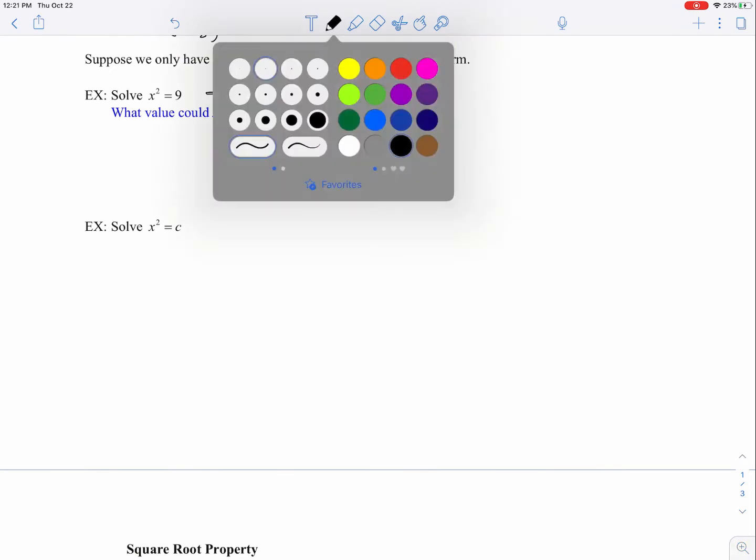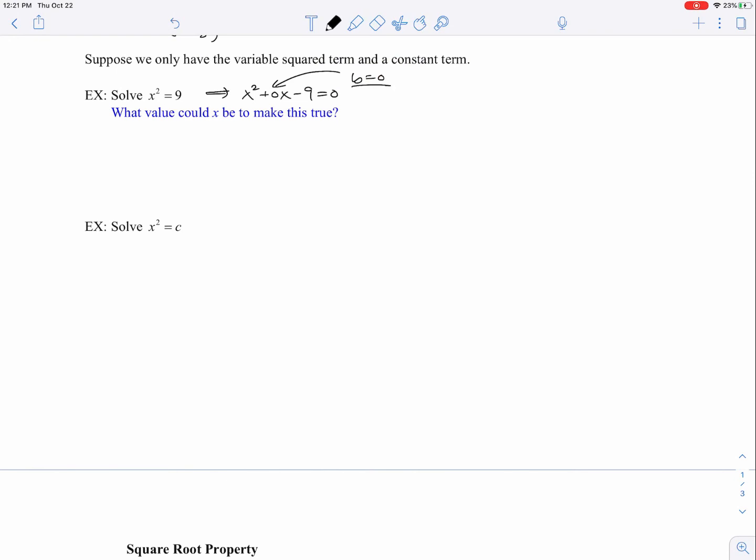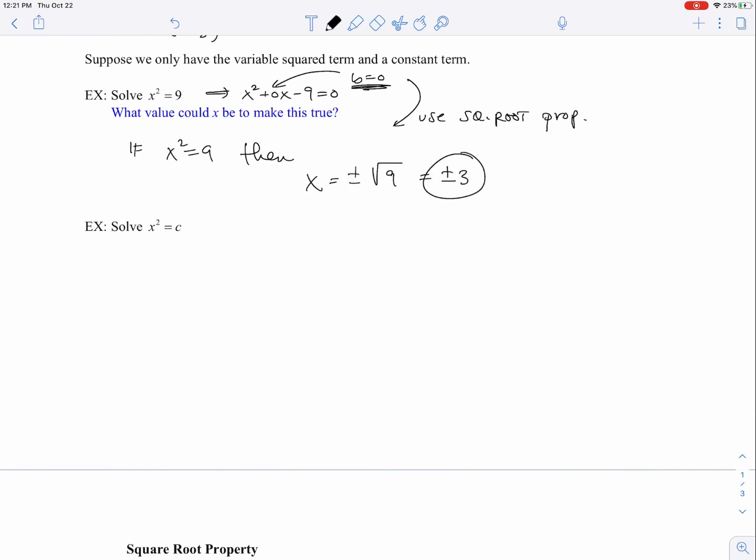Now what they want us to do is simply use the square root property. Since b is equal to 0, use the square root property, which says if x squared is equal to 9, then x is equal to plus or minus the square root of 9, which is plus or minus 3. So our possible values here are positive 3 and negative 3.